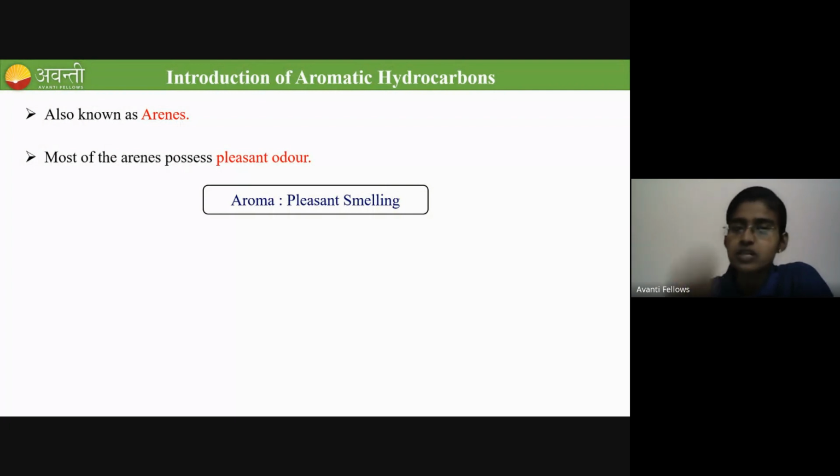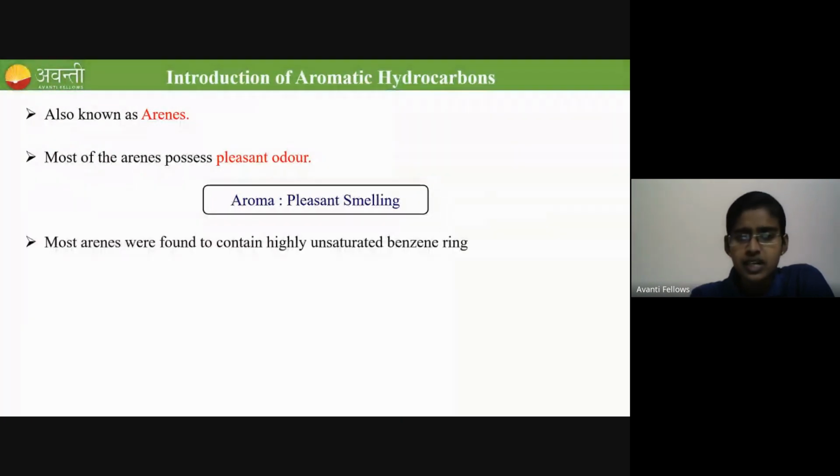So if you smell benzene, it will give some pleasant smell. Mostly chemicals will not give a pleasant smell, right? They produce some kind of dizziness-inducing smell only. But aromatic hydrocarbons have a pleasant smell. And most arenes were found to contain the highly unsaturated benzene ring.